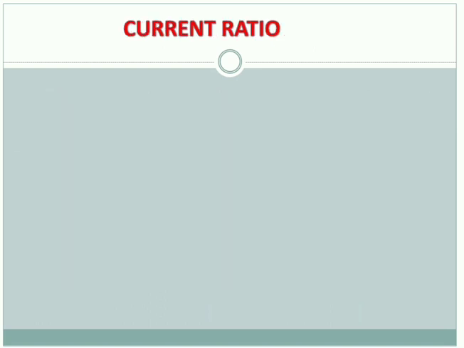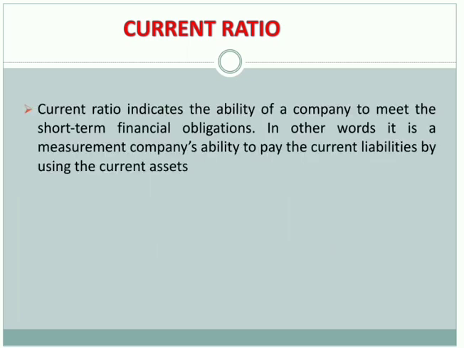First one to start with is the current ratio. So what is a current ratio? The current ratio indicates the ability of a company to meet its short-term financial obligations. In other words, it is a measurement of the company's ability to pay its current liabilities using its current assets. The terms current liabilities and current assets are directly derived from your balance sheet.